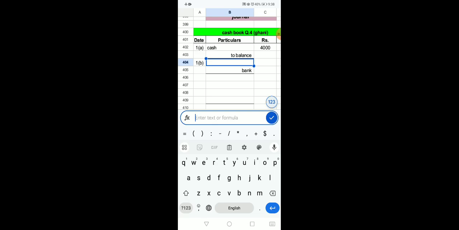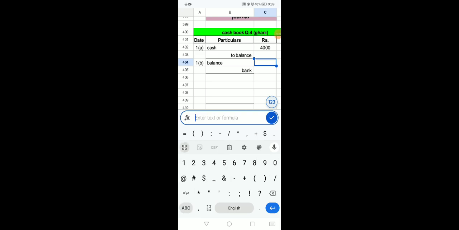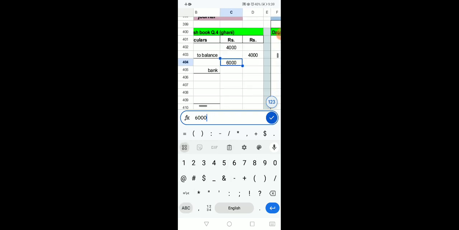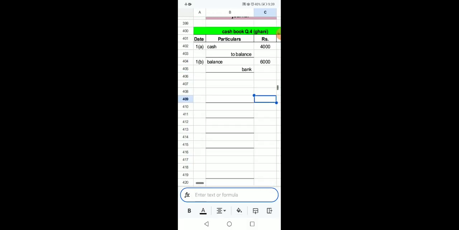And you are going to write the word balance over here just for the reference. Now let's see how much the overdrawn balance is, and that is 6000 mentioned over here. So you are going to write 6000 on your debit side, and the same amount you are supposed to write on your credit side. In this way you have your first entry completed. Cash in hand is an asset, and overdrawn bank balance is a liability. Now let's see what is next for us.